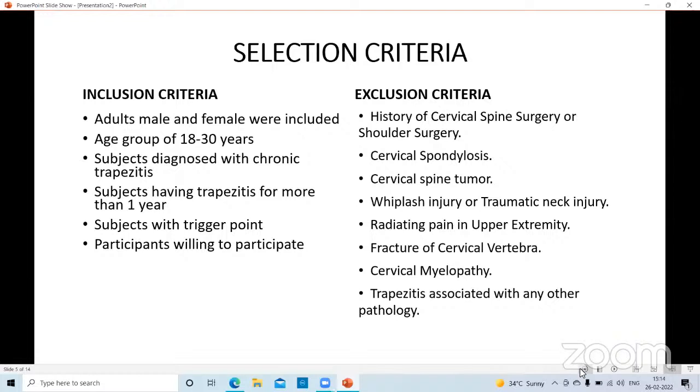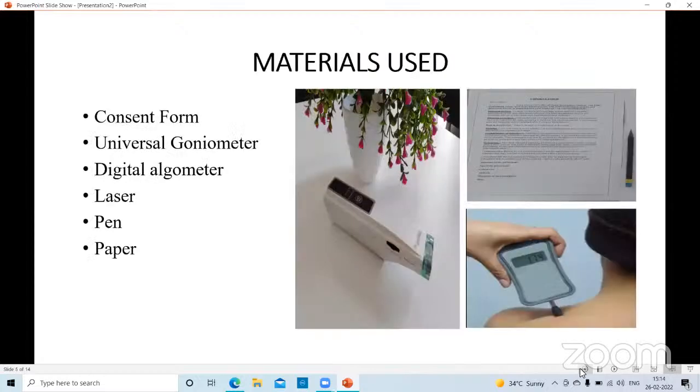Selection criteria: both male and female adults were included, age group of 18 to 30 years, subjects diagnosed with chronic trapezitis and having trapezitis for more than 1 year, subjects with trigger points, and participants willing to participate were included in the study. The exclusion criteria for the study were history of cervical spine surgery or shoulder surgery, cervical spondylosis, spine tumor, whiplash injury or traumatic neck injury, radiating pain in upper extremity, fracture of cervical vertebra, cervical myelopathy, and trapezitis associated with any other pathology.